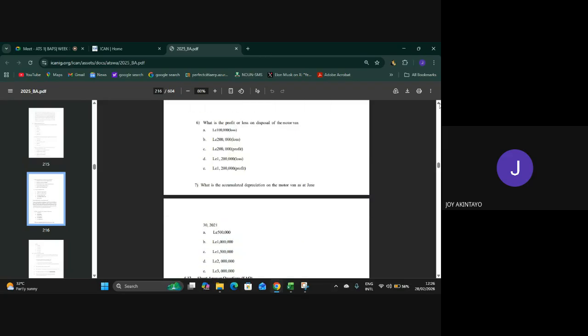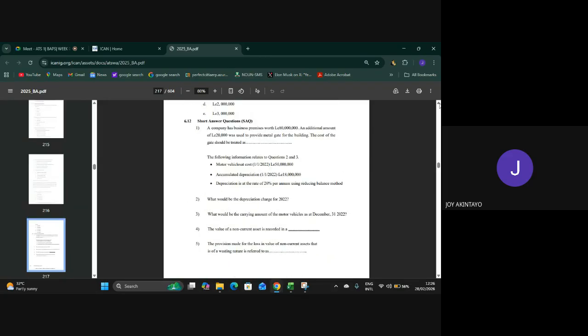Then your short answer. We can look at the short answer together. He said a company has premises worth 800 million naira. An additional amount of 20,000 naira was used to provide a metallic gate for the building. The cost of the gate should be treated as what? How do we treat the cost of the gates?